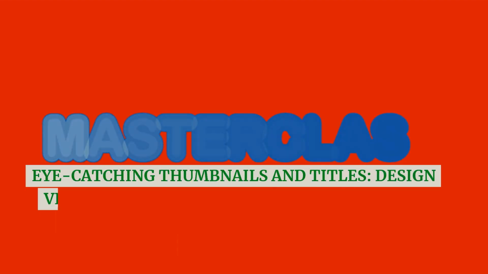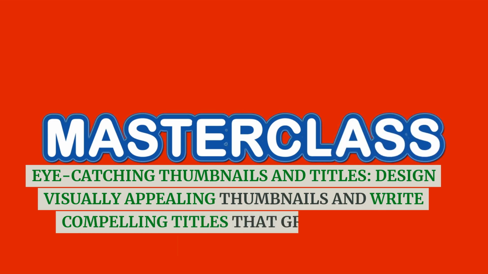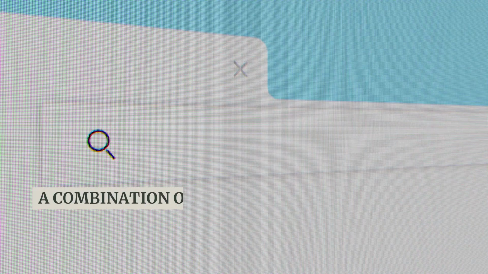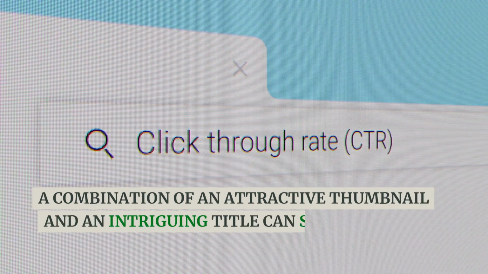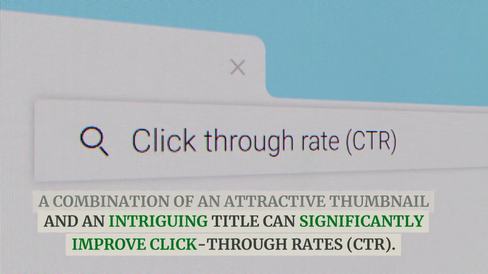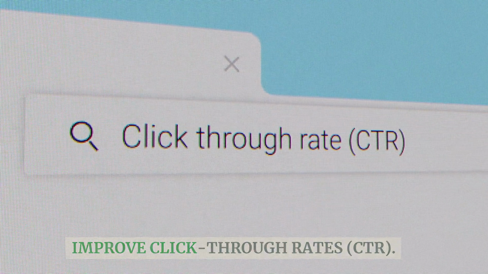Eye-catching thumbnails and titles. Design visually appealing thumbnails and write compelling titles that grab viewers' attention. A combination of an attractive thumbnail and an intriguing title can significantly improve click-through rates, CTR.